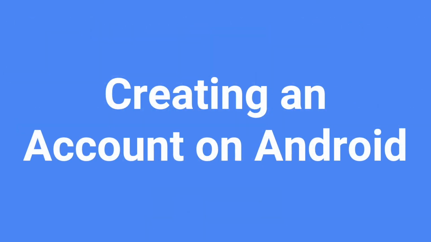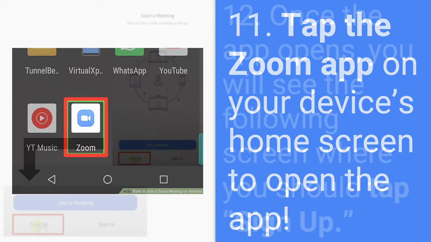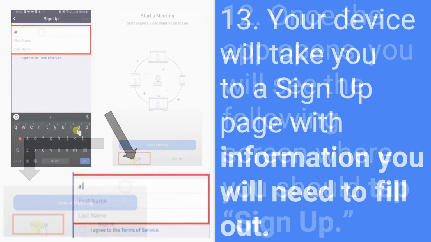After selecting Always or entering your passcode, you will officially enter the Zoom meeting you were invited to. In order to use the new meeting feature on your Android, you will need to first create an account. Click the Zoom app on your device's home screen to open the app. Once the app opens, you will see the following screen where you should click Sign Up in the lower left-hand corner.